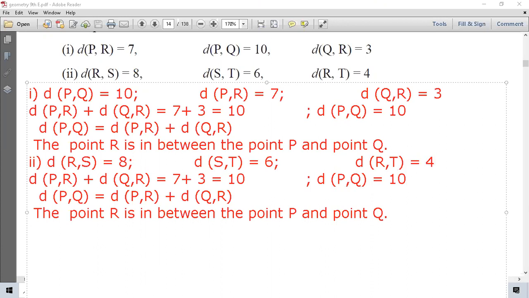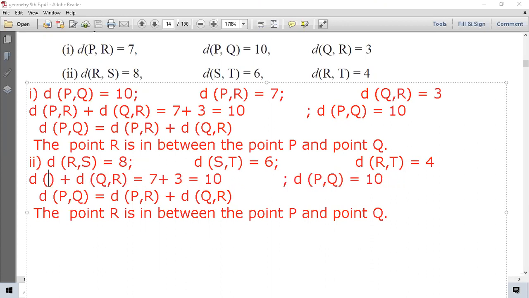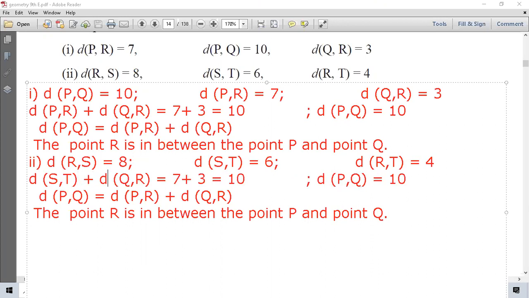That is, you will have to add ST and RT. ST and RT. The smaller distances have to be added. ST and RT. Okay, so that is 6 plus 4. How much is 6 plus 4? It is 10. Right? But the RS given to you is 8. RS is your 8, therefore you can say these points are not collinear.